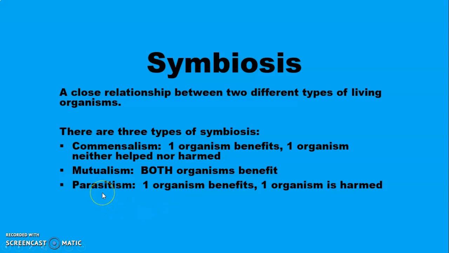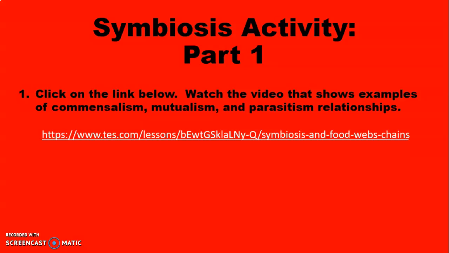The last symbiotic relationship is parasitism. This is when one organism benefits, gets something good out of the relationship, and the other organism is harmed or hurt. Now, to better understand symbiotic relationships, please click on the link below. Watch the video that shows the examples of commensalism, mutualism, and parasitism relationships.